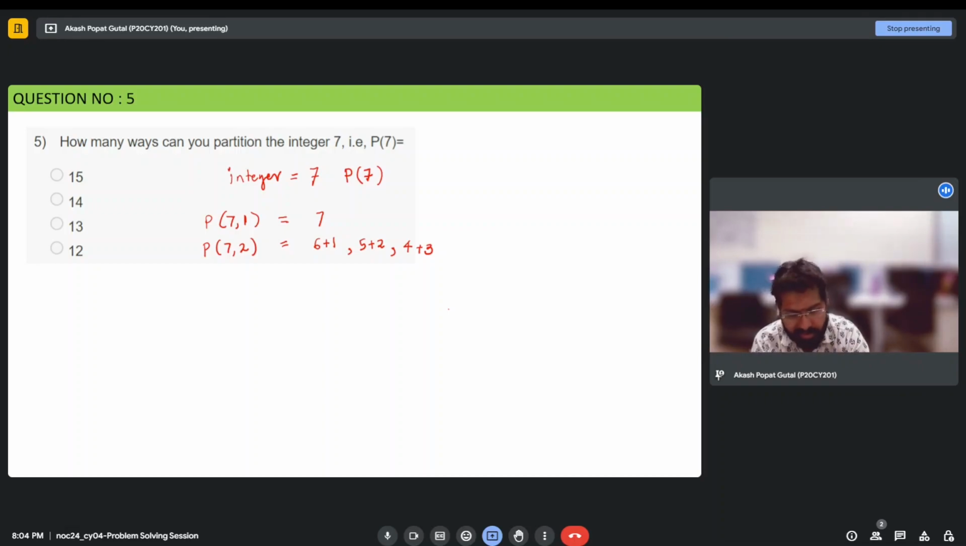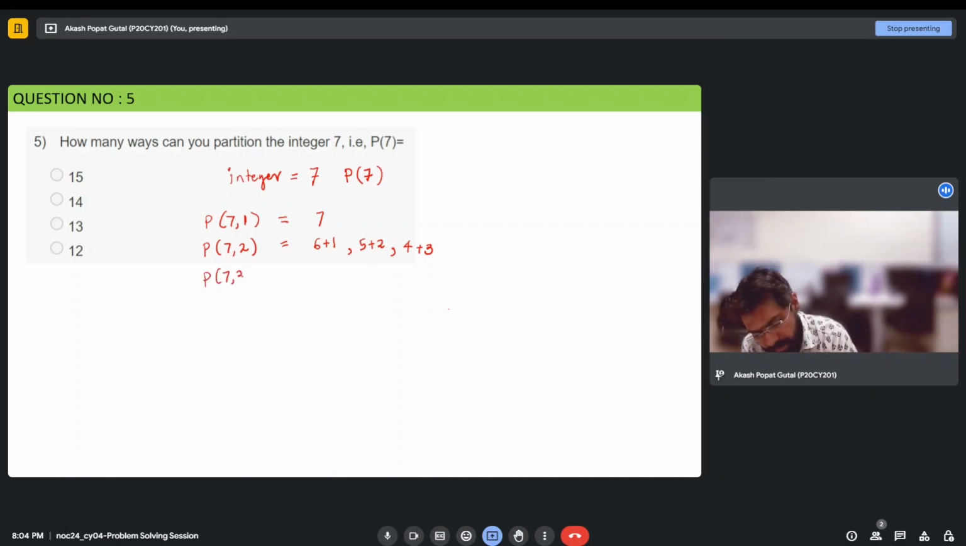And if you try to reduce again 3 plus 4, that will be the same thing. Or 2 plus 5 will be the same thing which is previously written. So only three partitions can be possible in case of using two different numbers.